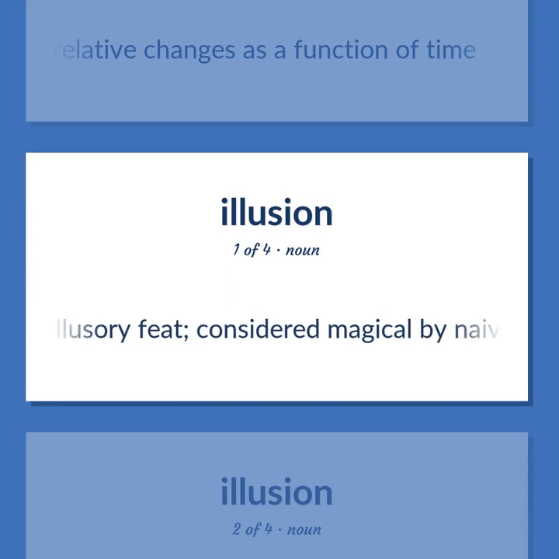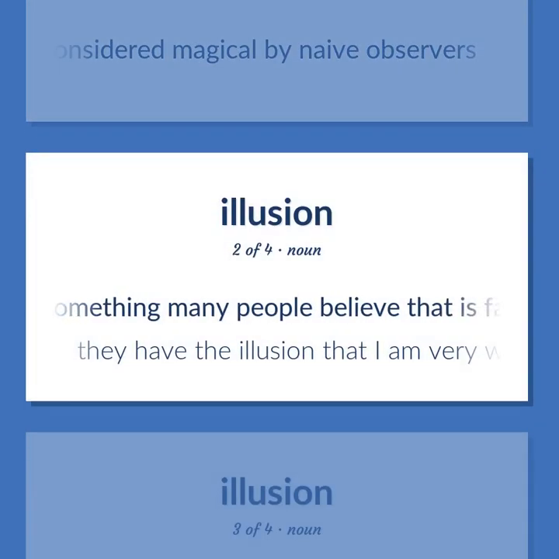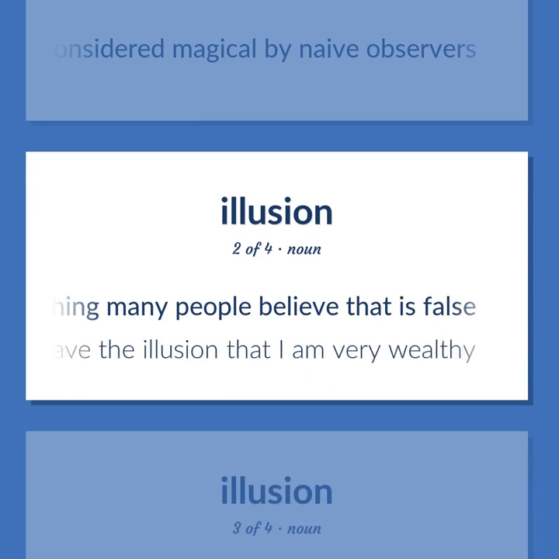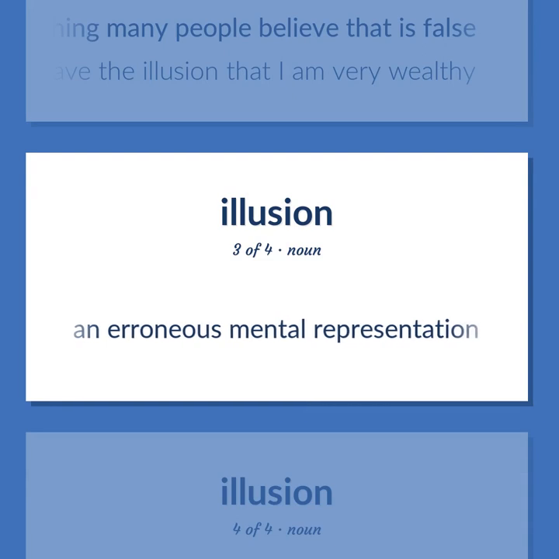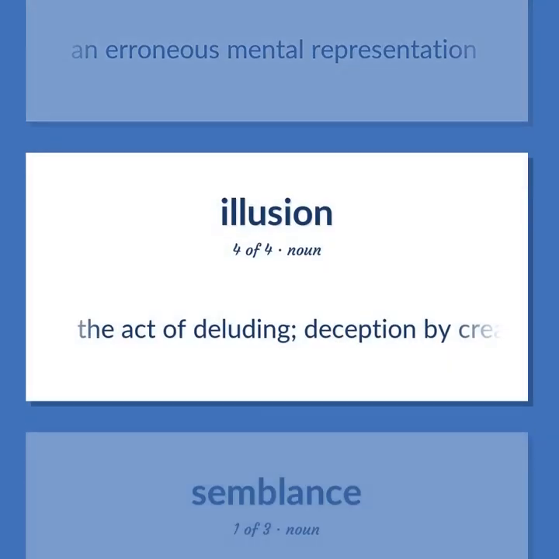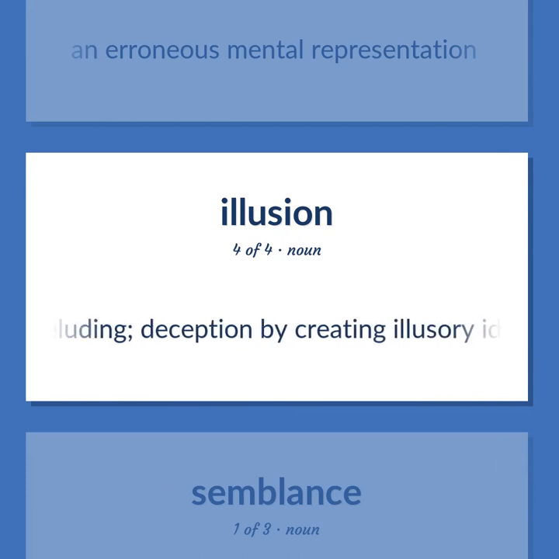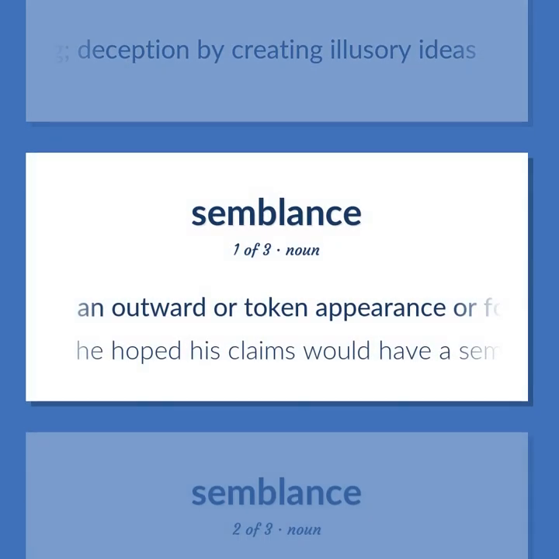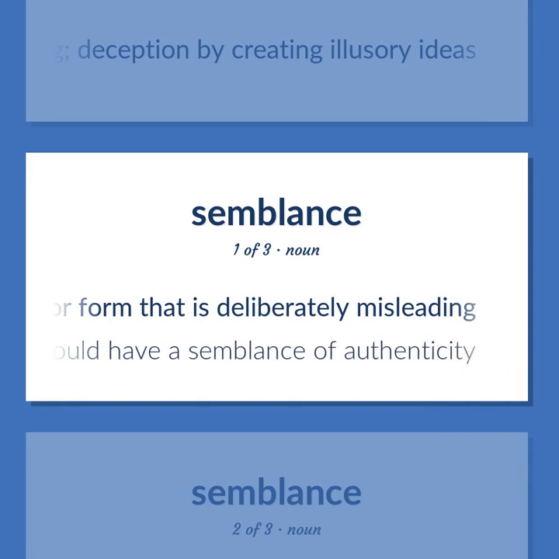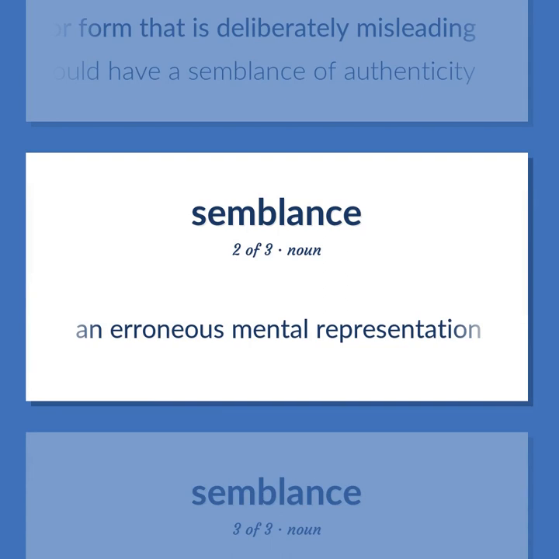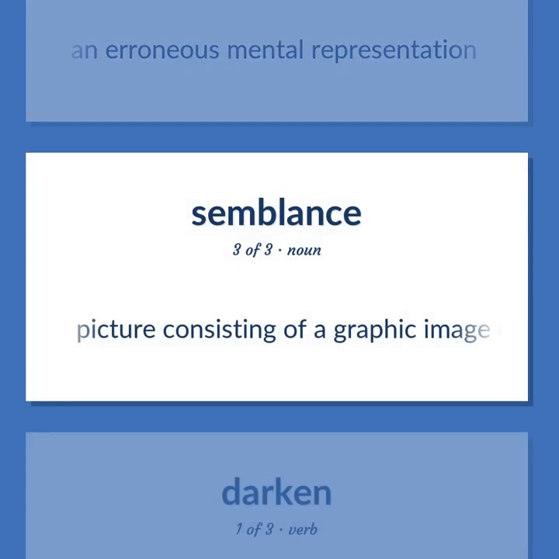An illusory feat, considered magical by naive observers. Something many people believe that is false. They have the illusion that I am very wealthy. An erroneous mental representation. The act of deluding, deception by creating illusory ideas. An outward or token appearance or form that is deliberately misleading. He hoped his claims would have a semblance of authenticity. An erroneous mental representation. Picture consisting of a graphic image of a person or thing.